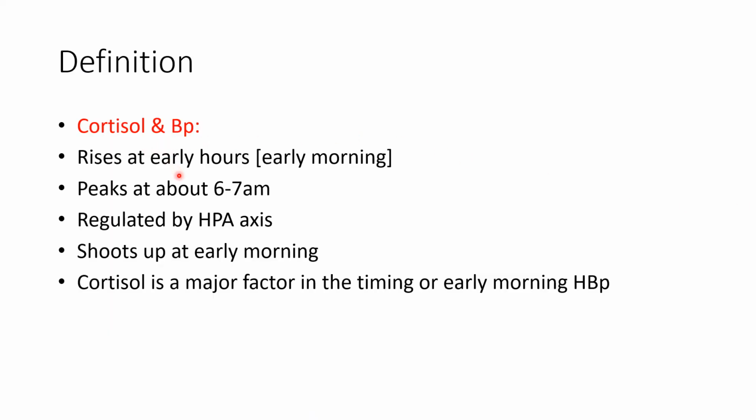Like you've seen this slide before, but I'm taking it with all seriousness that cortisol has a relationship with the BP level. Remember, cortisol rises in the early hours, early morning, peaks at about 6-7 a.m., and it's regulated by the hypothalamic-pituitary-adrenal axis. So if there's a problem at the hypothalamus or pituitary, and then causing a problem at the adrenal axis, then there'll be a problem. It shoots up in the early morning, and cortisol is a major factor in the timing of early morning hypertension.